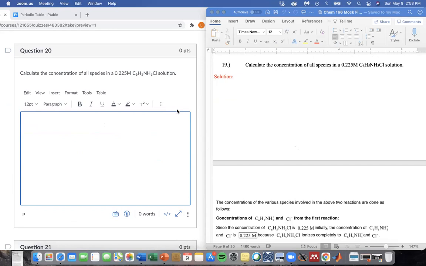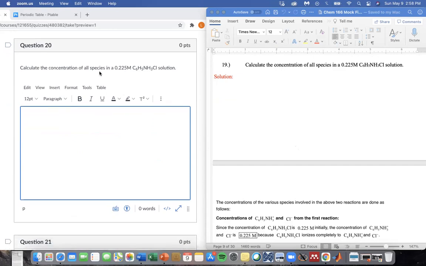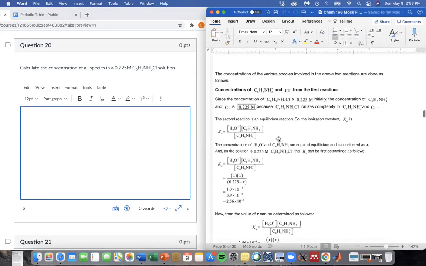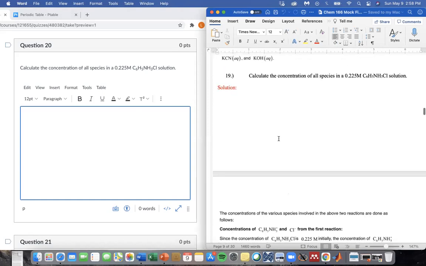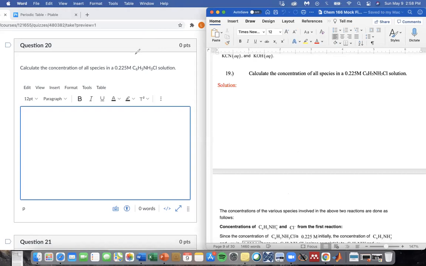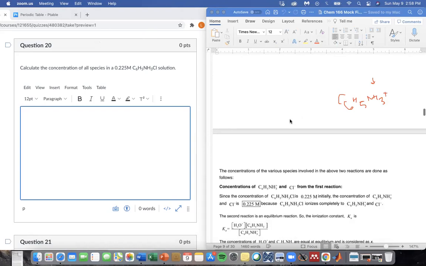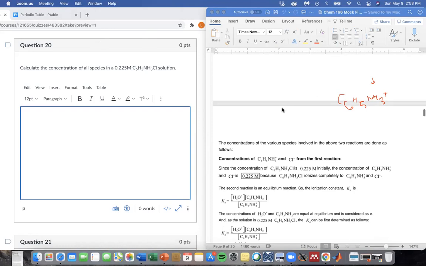And then when you go to this next problem, it's about calculating the concentrations of all the species in a 0.225 molar solution of this weak acid. In order to do this, you would need to do a Ka expression. So if you know that once C6H5NH3Cl dissolves, it'll produce C6H5NH3 plus, and then Cl minus is a conjugate of the strong acid, so it's going to hang out in the solution. And so this is the weak acid that you're working with here.